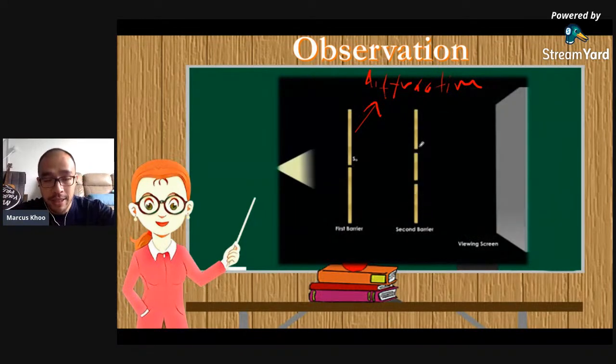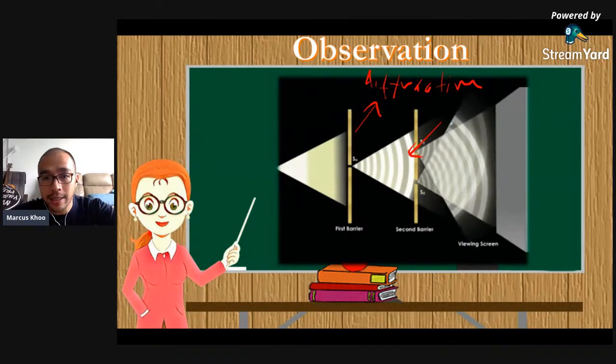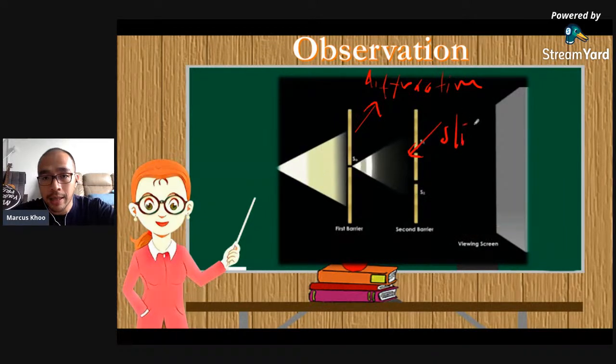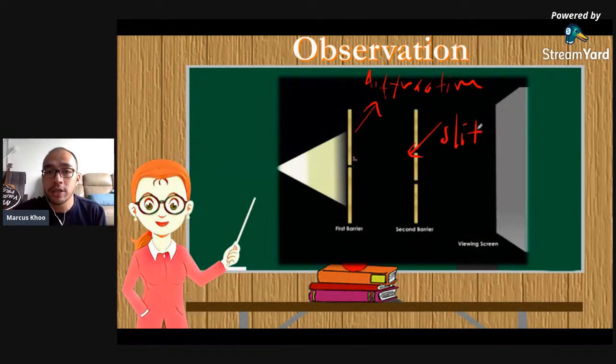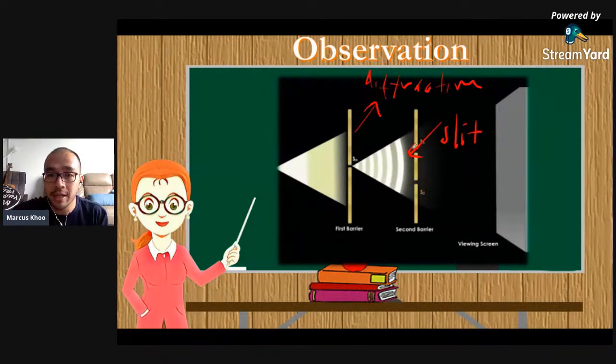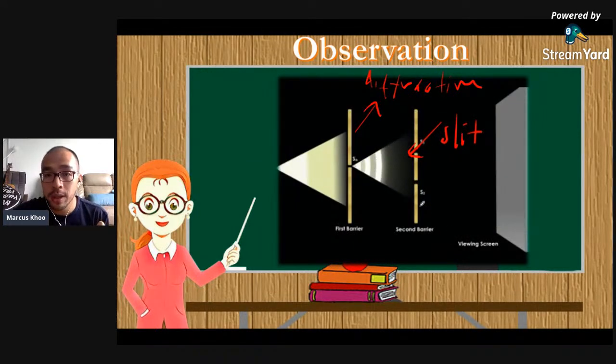This space here, I repeat, is called a slit, S-L-I-T. Slit, or in Malay, celah. So you have one slit over here, and here you have two slits. We will see that when we go back to school.